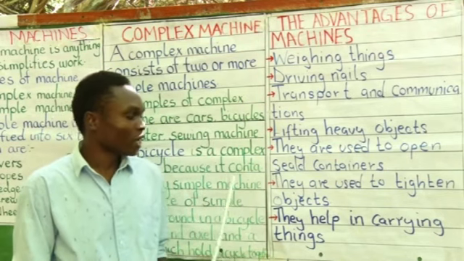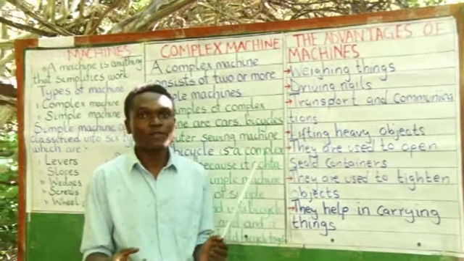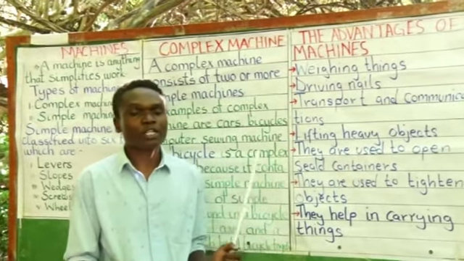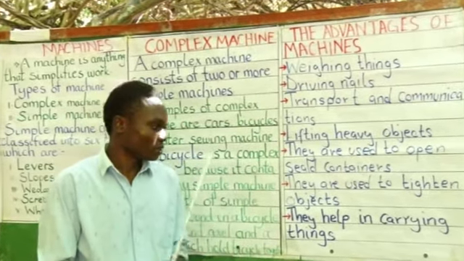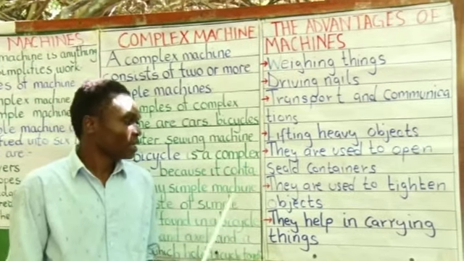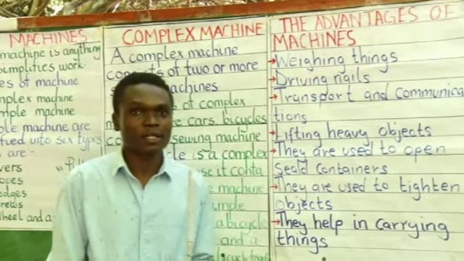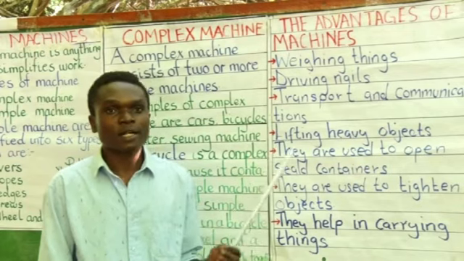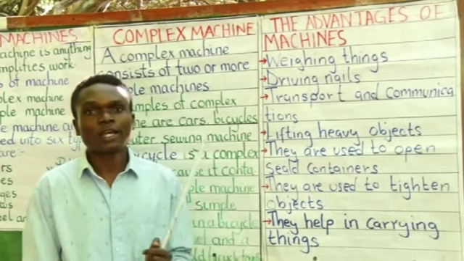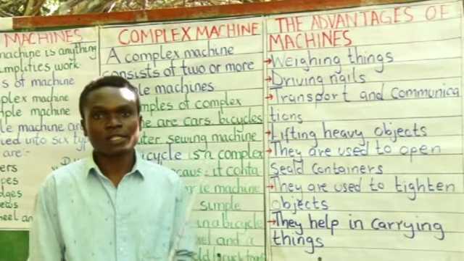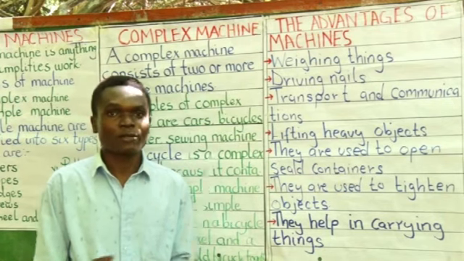Also, they are used to tighten objects. We have the simple and the complex machines which tighten objects. And lastly, they help in carrying things. As you saw, the cars help in transport, and also they help in carrying things such as cargoes and we human beings.